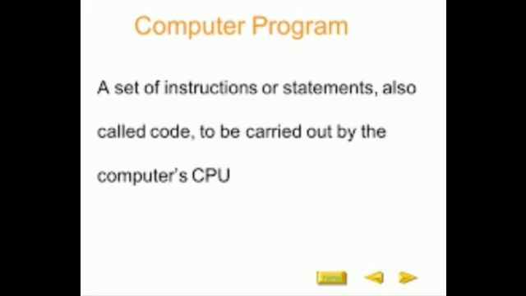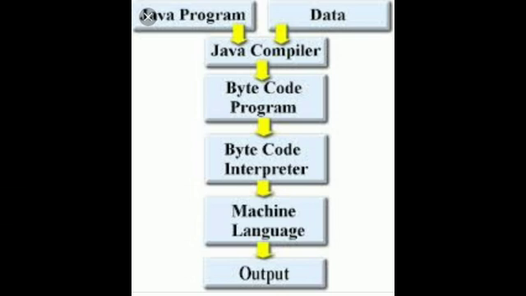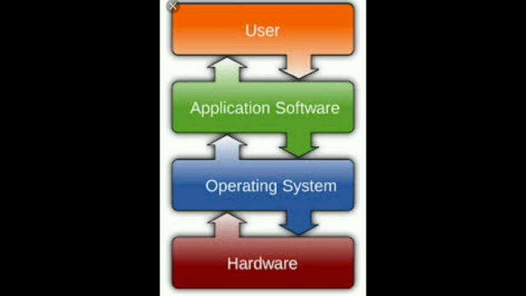Writing a computer program is a specialized task. Here you can see how a set of code instructions are written for a computer, that is the program. You can see user, application software, operating system, hardware. These are all the programs that are in the computers.